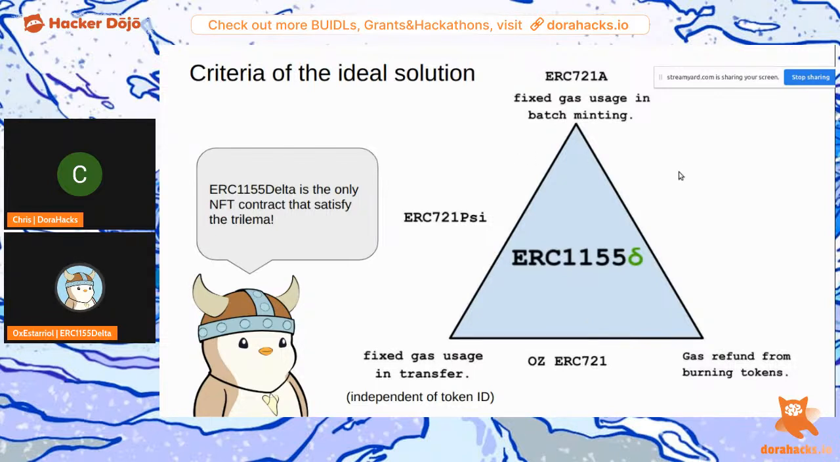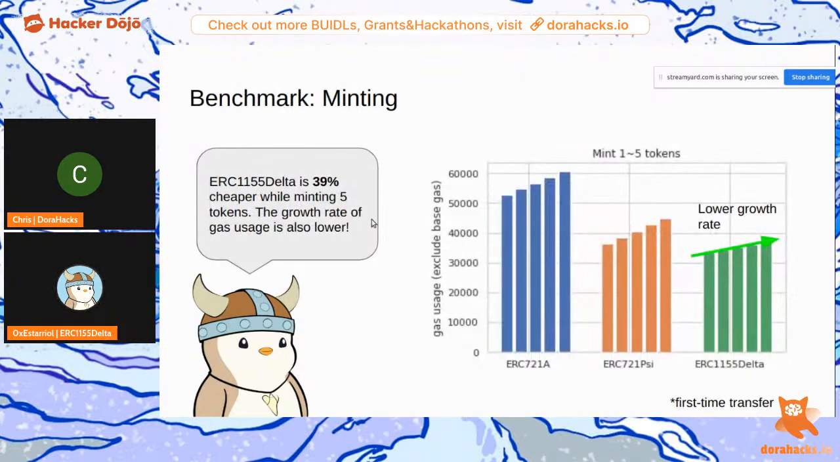Unlike ERC 721A and ERC 721 SAI, ERC 1155 Delta uses a completely different mechanism to achieve the gas saving in batch minting. Technical details can be found in our published light paper, but I want to emphasize that ERC 1155 Delta is the only implementation that satisfies the trilemma simultaneously. Now let's take a closer look at the performance.